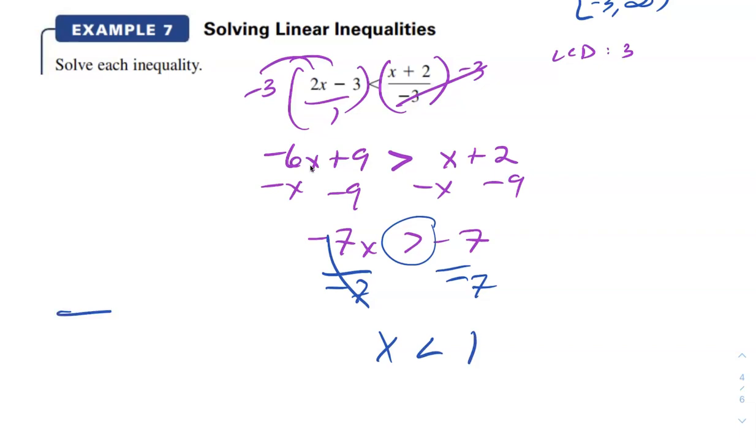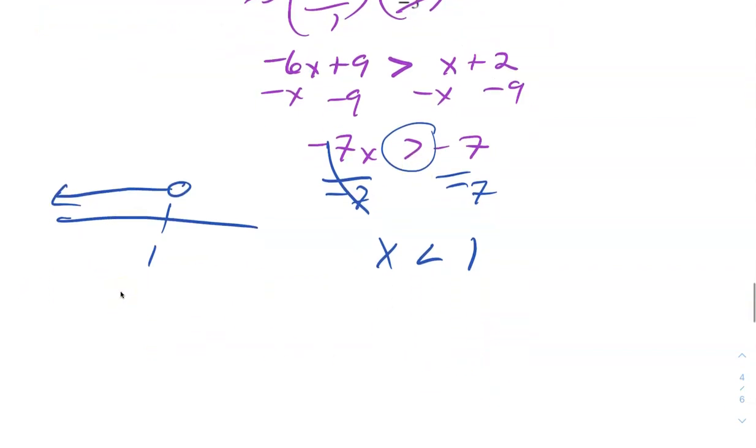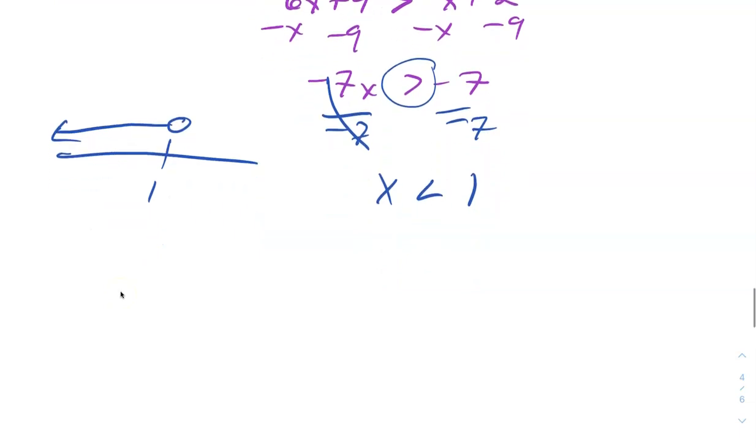And then draw a number line. It's an open circle this time, and we're going to the left. There's no equal to sign, so open circle to the left. And again, there's a little bonus. If I was going to do this in interval notation, this would be negative infinity, because it's an arrow going to the left, and then 1 with a parenthesis, because it's not closed. So that would be my answer.